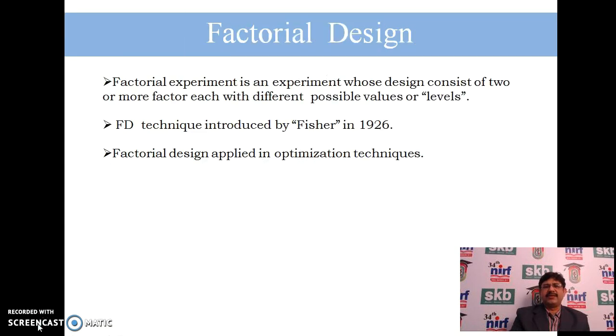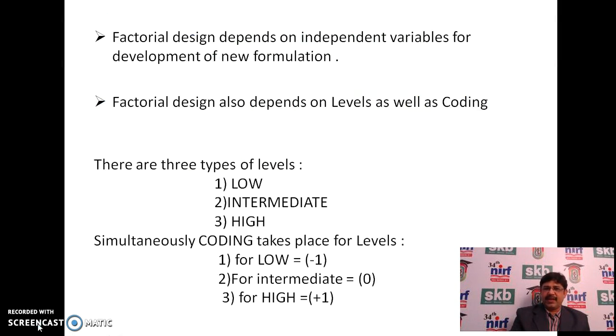Now, factorial design is an experiment whose design can consist of two or more factors, each with different possible values or levels. This was generally introduced by Fisher in 1926. Factorial design applies in the optimization technique. Factorial design depends on independent variables for development of a new formulation, and factorial design also depends upon the levels as well as on the coding. For example, we can have levels such as low, intermediate and high, and coding such as -1 for the low, 0 for the intermediate and +1 for the high.